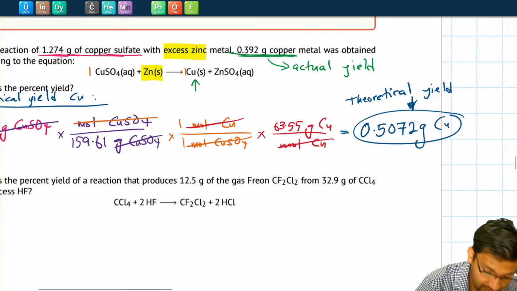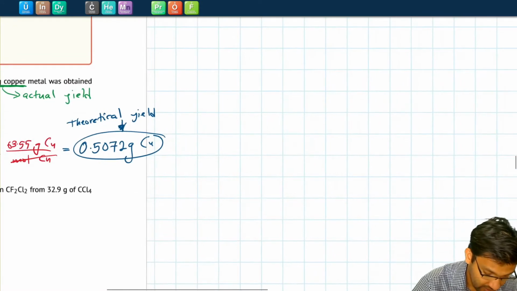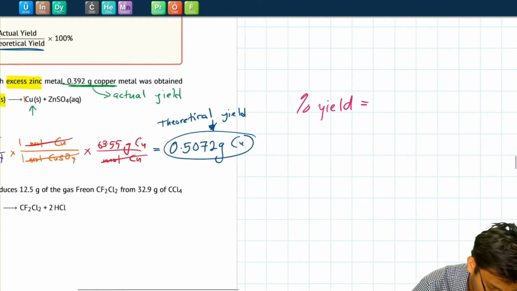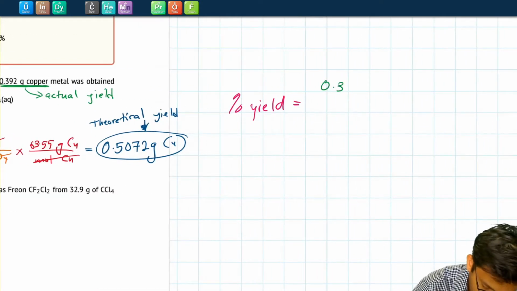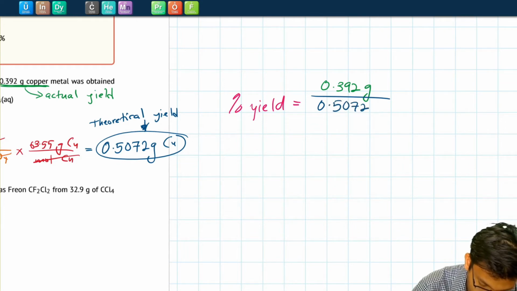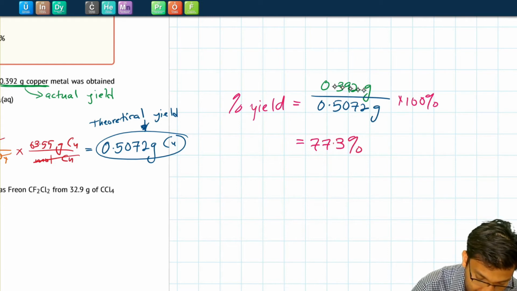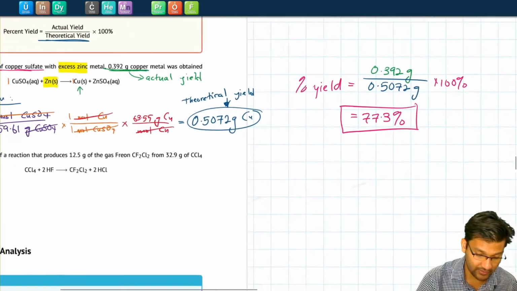Now that we have our theoretical yield and our actual yield, we can go ahead and calculate our percent yield. So our percent yield is just going to be our actual yield, which we got from the experiment, 0.392 grams, divided by our theoretical yield, 0.5072 grams, times 100%. Plug all of these into your calculator, and we get 77.3%, 3 significant figures. And there it is, that's our percent yield.